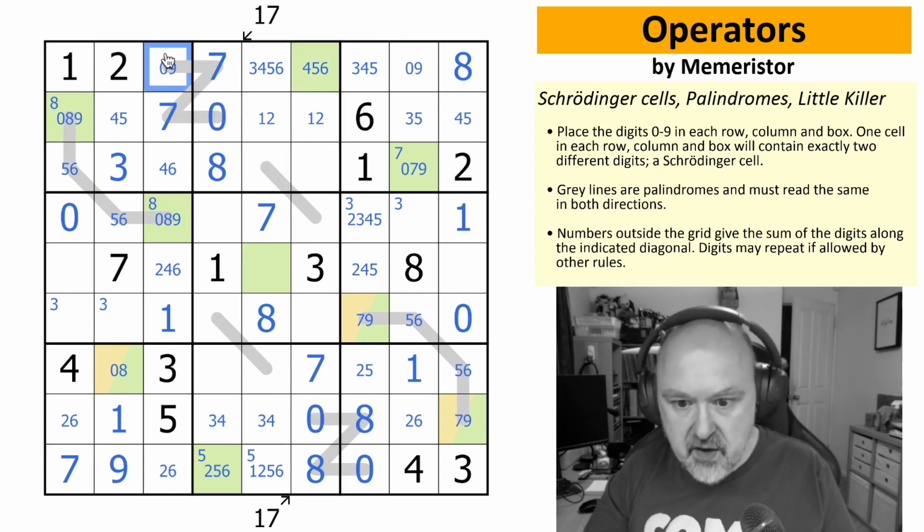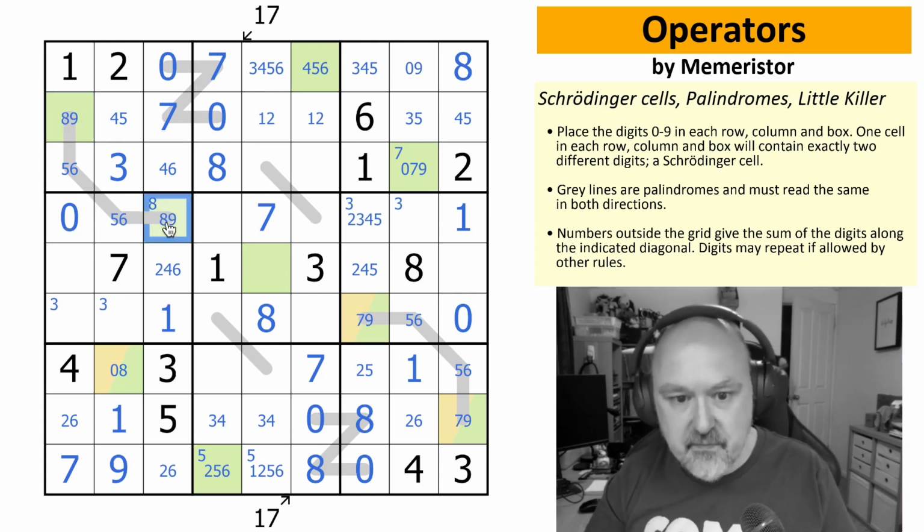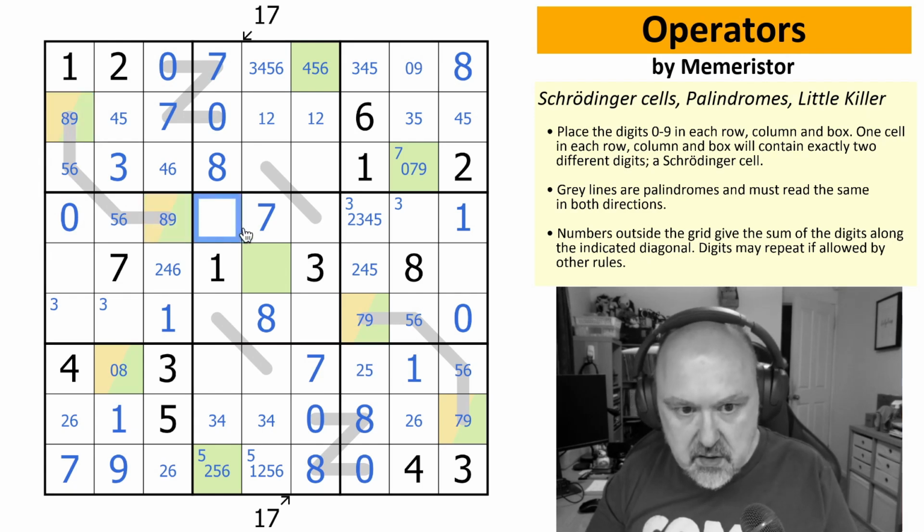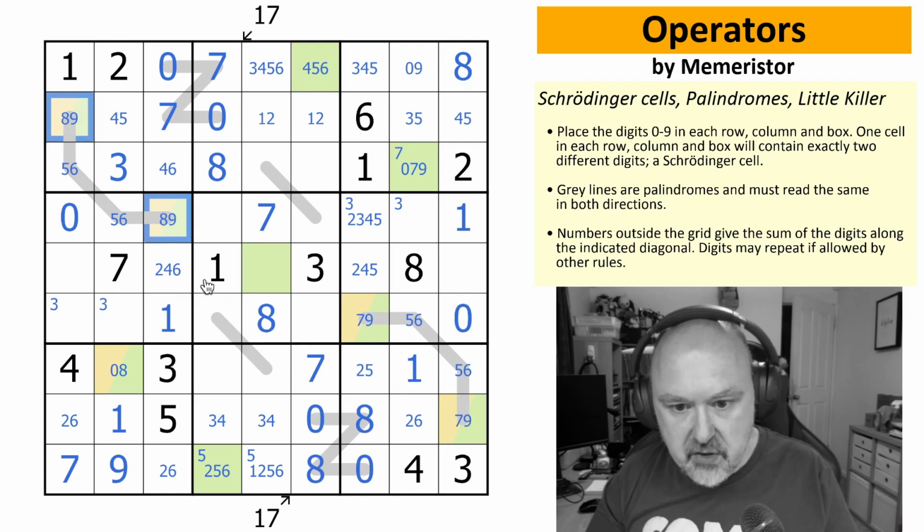This is a 0. This is a 0. That takes 0 out of there. This becomes an 8, 9. It takes 0 out of there, which I could have done from that if I was paying attention. Bonkers. I know you're going to get sick of me saying that, but my brain is turning to mush. And that is another completed Schrödinger cell.